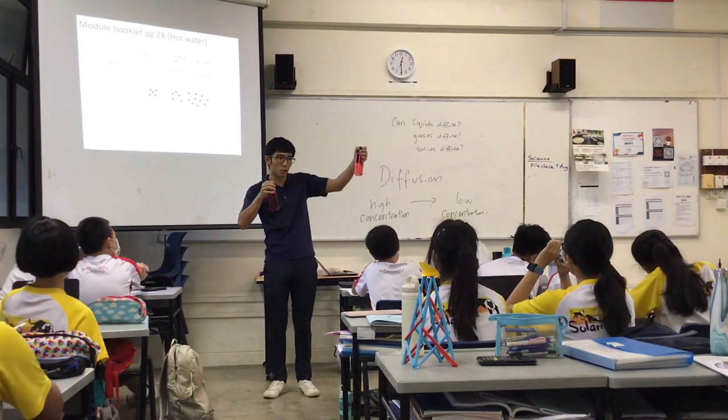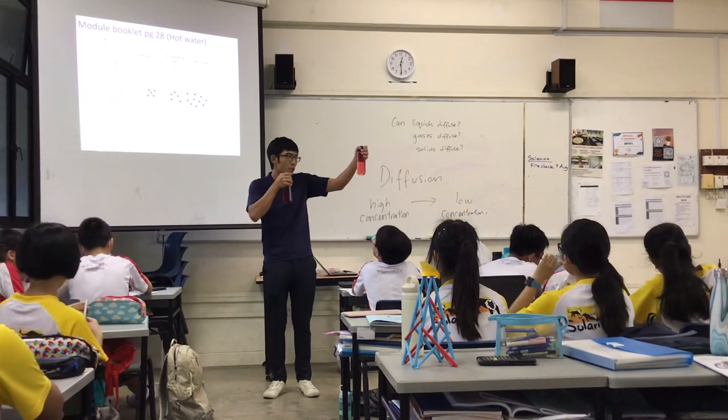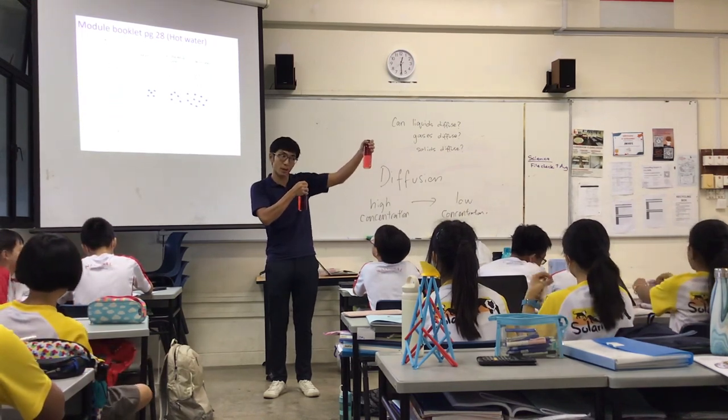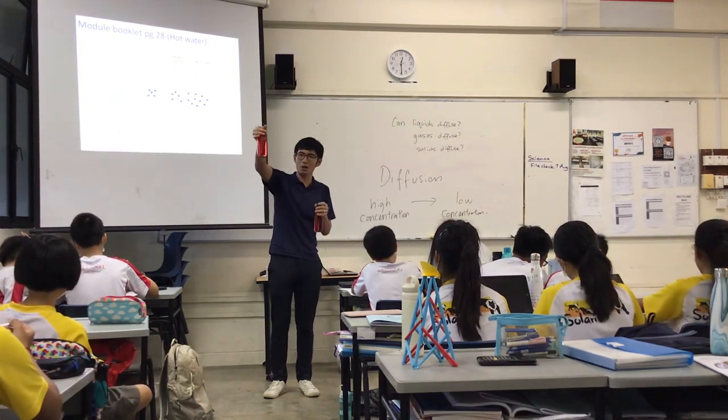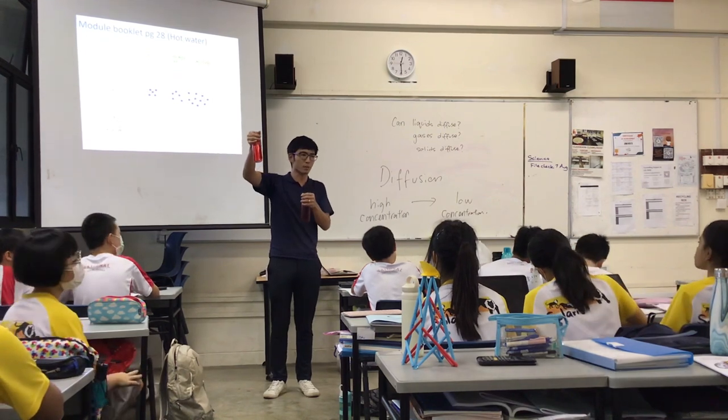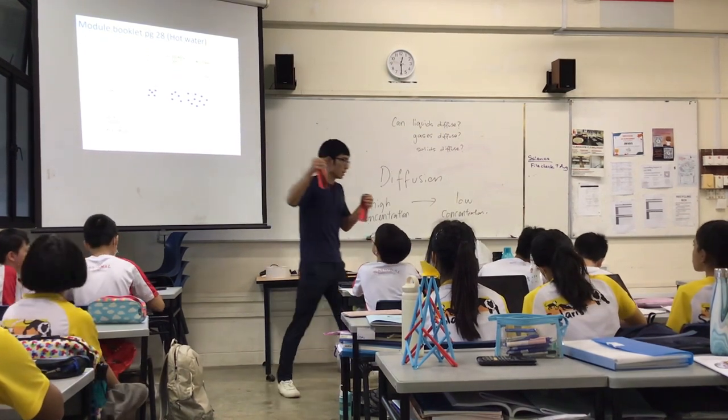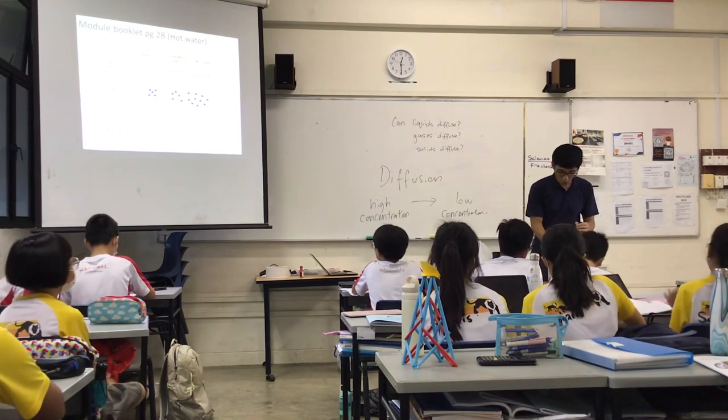You increase the temperature, the water molecules bump into the dye much faster, and it's going to spread out a lot faster. But if the water molecules themselves are really slow, they are going to spread out really slowly too. Okay? And that's where we will conclude today's lesson.